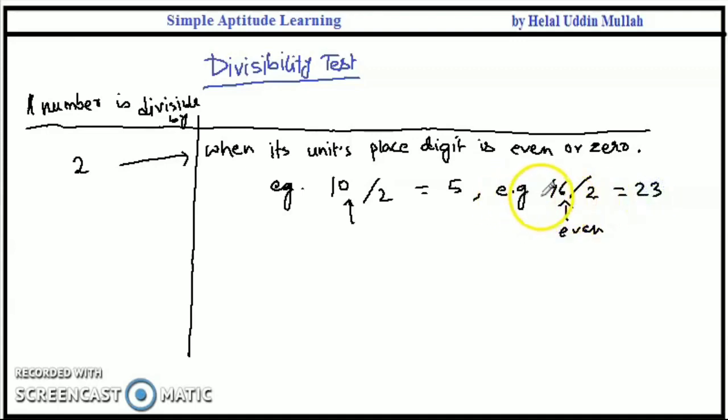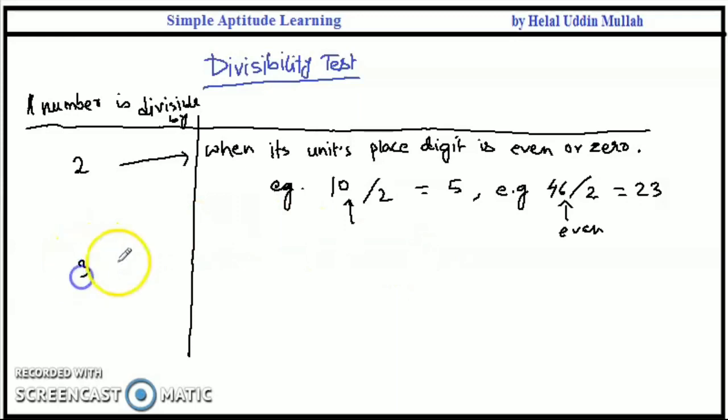So we can check the given number. Even if it is a big number, we just need to check the unit place digit, whether it is an even number or 0. Then we can decide whether the number will be divisible by 2 or not.